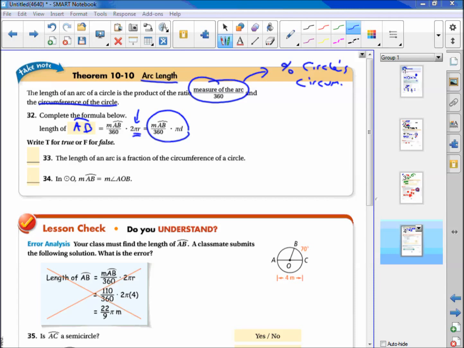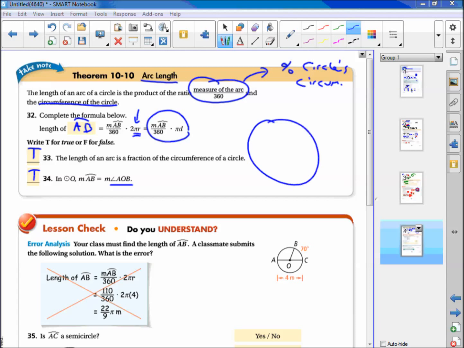So write T for true or F for false. The length of an arc is a fraction of the circumference of the circle. And this is going to be true. This is what we're looking for. We're looking for part of the circumference. And in circle O, the measure of AB is going to be equal to the measure of the central angle AOB. And this is also true.